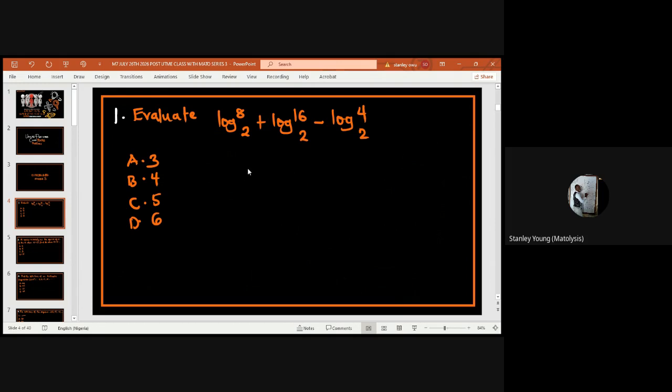So in this case, I can just pick a single base, base 2, open a bracket and say 8 times 16 divided by 4. You get that? So 4 can go into 8, that's 2, times 16, that's 32. So this is log of 32 to base 2, which is 5.